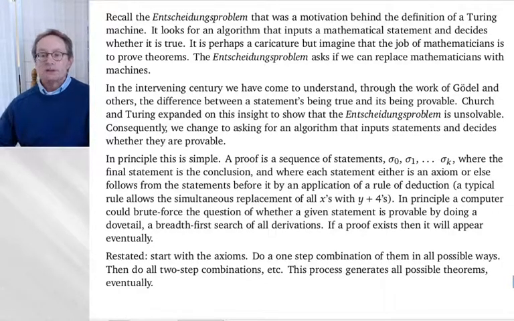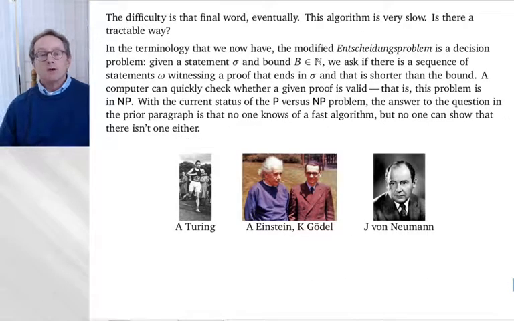So this process generates all possible theorems eventually. The difficulty is that final word, that eventually. This algorithm is very slow. So you ask yourself, is there a tractable way? In the terminology that we now have, the Entscheidungsproblem is a decision problem. Given a statement sigma and a bound capital B, we ask if there's a sequence of statements omega witnessing a proof.